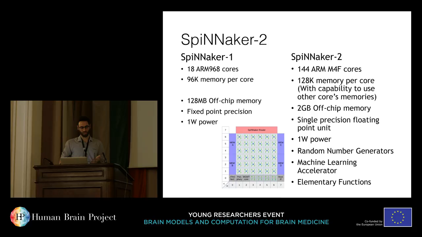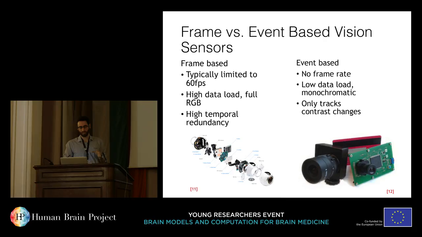They're also adding random number generators and machine learning accelerators actually within the chip. The random number generator is pretty obvious. Machine learning accelerators are certain algorithms that allow it to do matrix multiplication much faster, which is useful for certain networks. And elementary functions are things like raising to the power of, which again is very useful to have on the board. And I'm going to briefly talk about event-based vision.